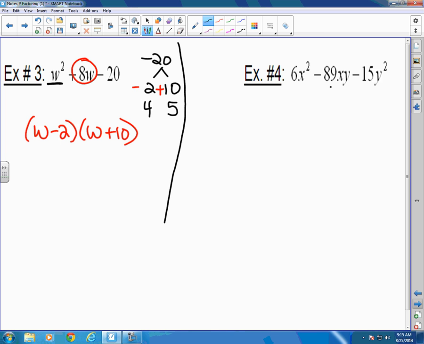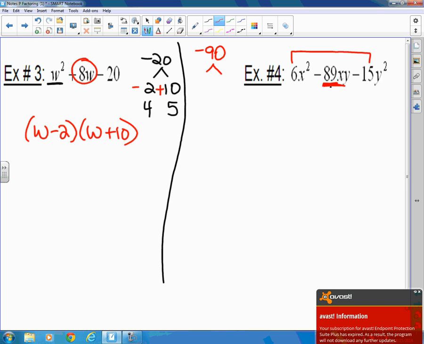Looking at the AC method says if you don't have a coefficient of 1, then you want to take the first number times the last number, the A times the C. So we have 6 times negative 15, so that would be negative 90. Again, I want to come up with values that combine to be the middle number, and that middle number is 89.